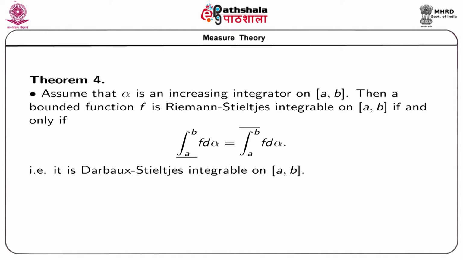So, formally let us just state the theorem that if alpha is an increasing integrator on closed interval a b, then a bounded function f is Riemann Stieltjes integrable on closed interval a b, if and only if upper integral is equal to lower integral, that is it is Darboux Stieltjes integrable on closed interval a b. Let us start the proof.